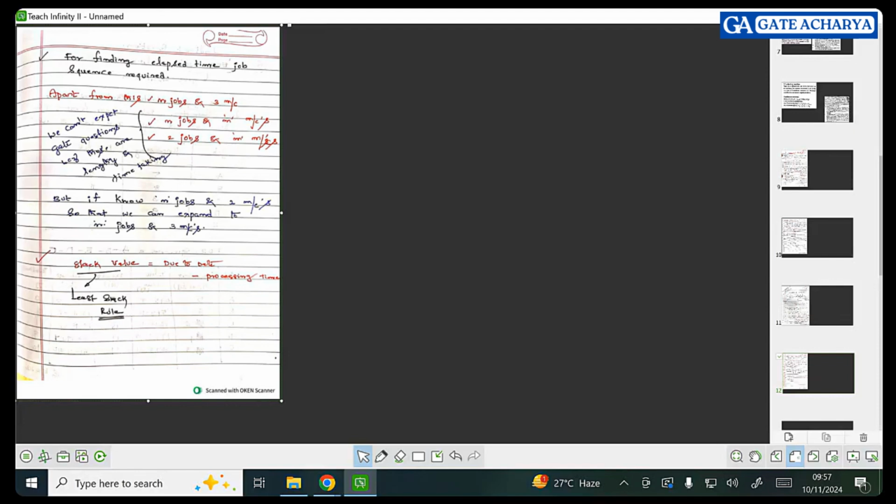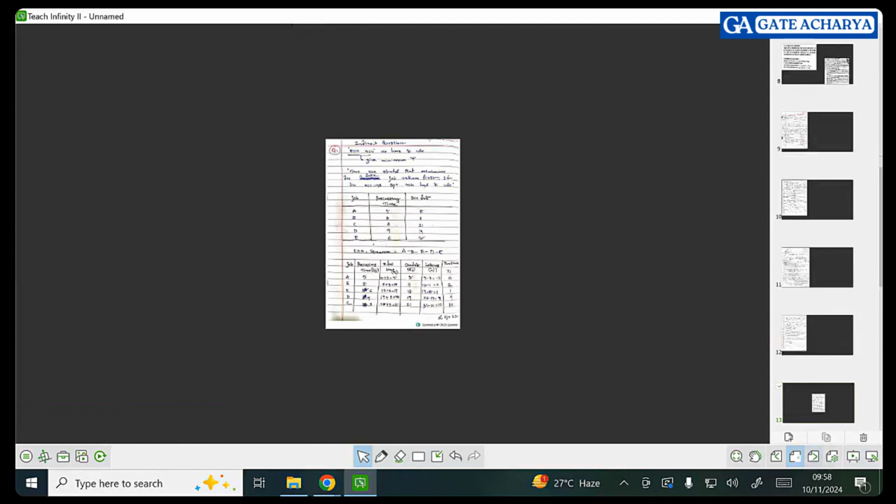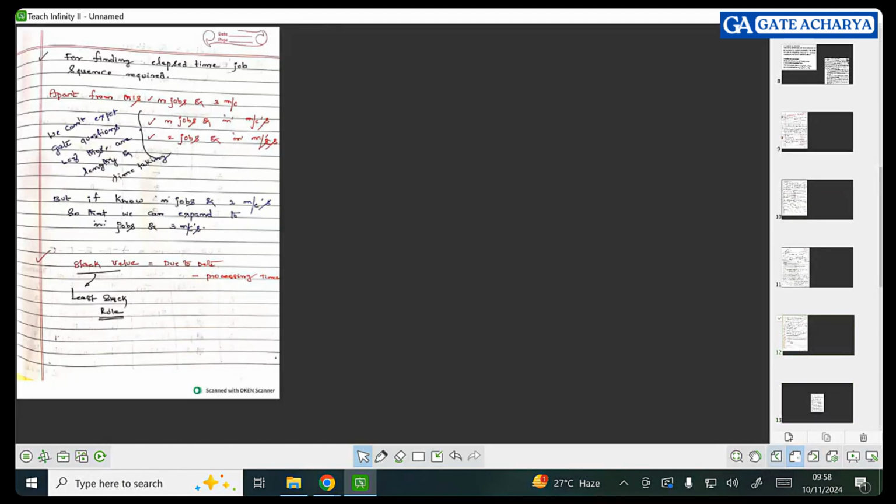If you are able to solve n jobs 2 machines, then you can extend your answer to n jobs 3 machines also. If you understand n jobs 2 machines, it is possible to understand n jobs 3 machines as well. Clear? Hope you understand. Next is, now okay, now we'll go for the problems.